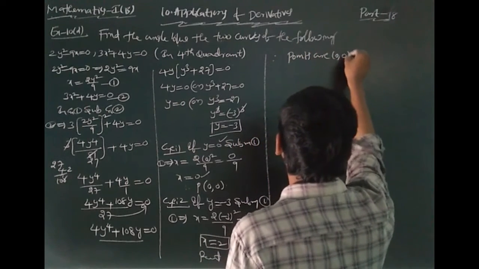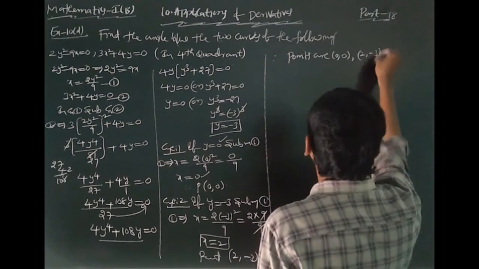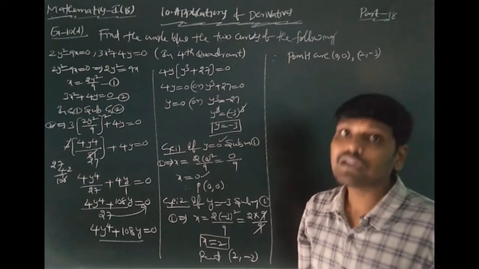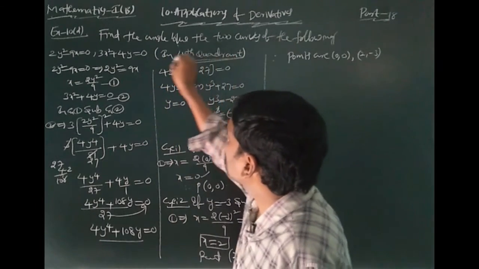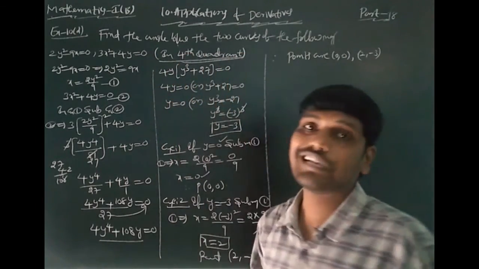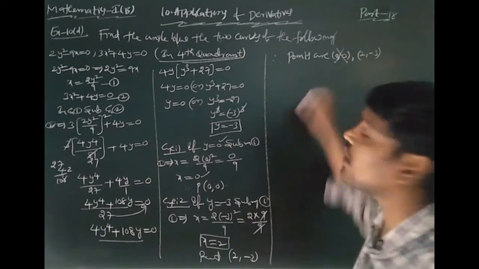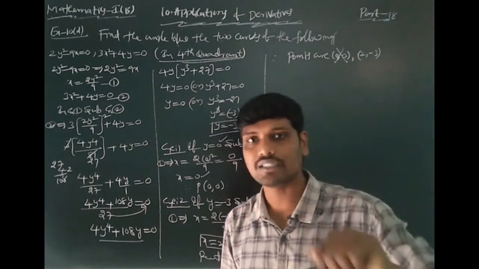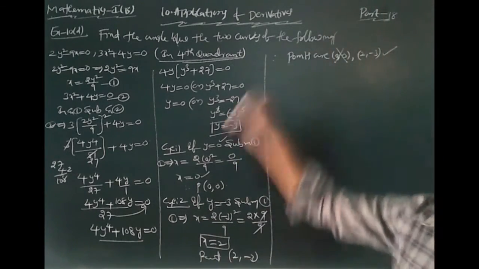First point is 0 comma 0. Second point is 2 comma minus 3. Of these two points, which point do you have to take? Here the fourth quadrant is given. This curve intersected in the fourth quadrant. The point 0 comma 0 is the origin, which lies on all quadrants and is not in the fourth quadrant. That's why the other point is the fourth quadrant point.